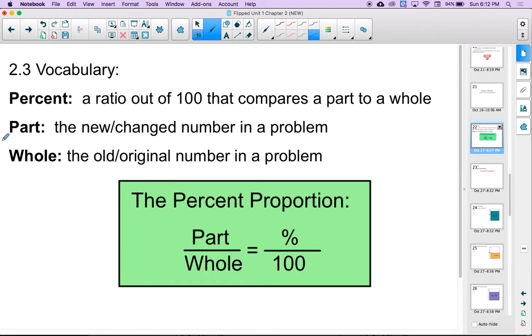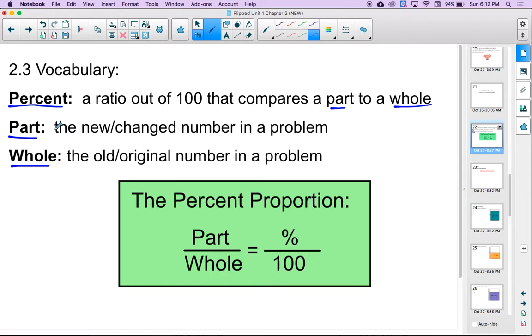First, if you don't already have the definition of percent written down, you're going to want to write that down. A percent is a ratio out of 100 that compares a part to a whole. Now these words part and whole are very important in the percent world, so we need definitions for those as well. The first word is part. Part is the new or changed number in a problem. And whole is the old or the original number in a problem.